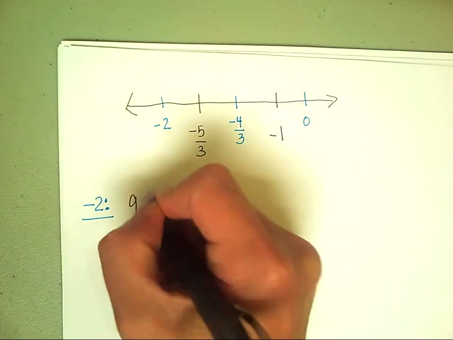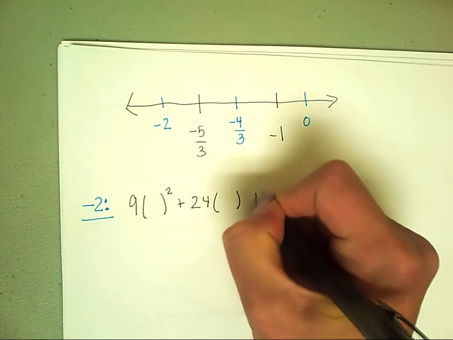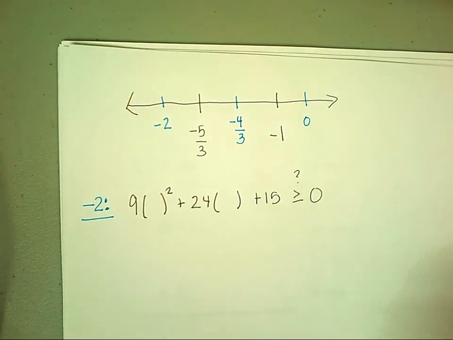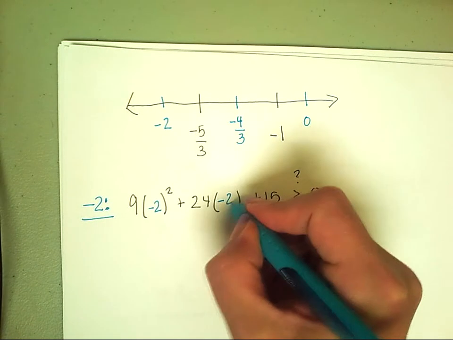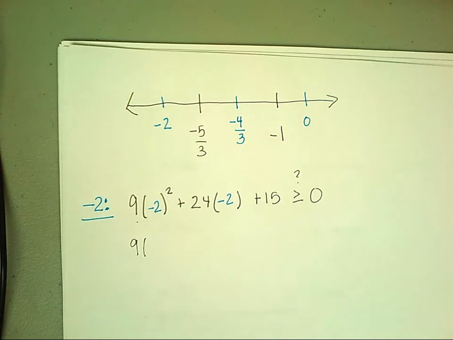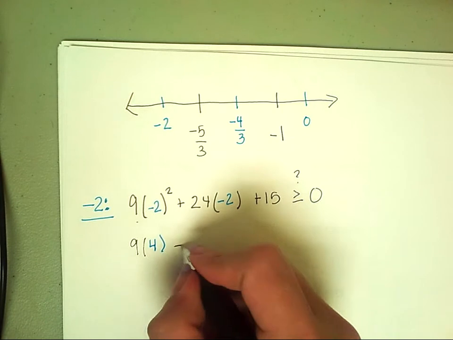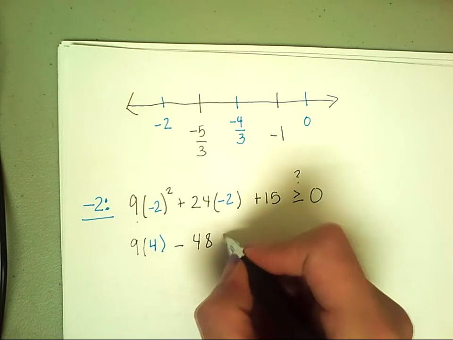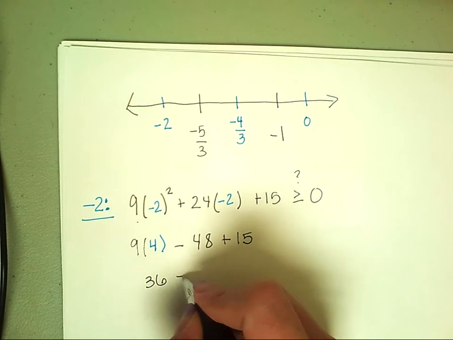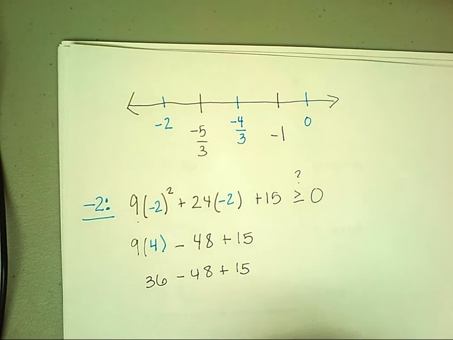We have to put that into the original: 9x squared plus 24x plus 15. And we want to know if that's greater than or equal to 0. So we're testing negative 2. This becomes 9 times positive 4, then we're minusing 48 and adding 15. So this is 36 minus 48 plus 15.